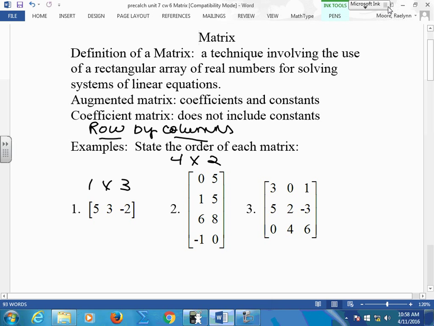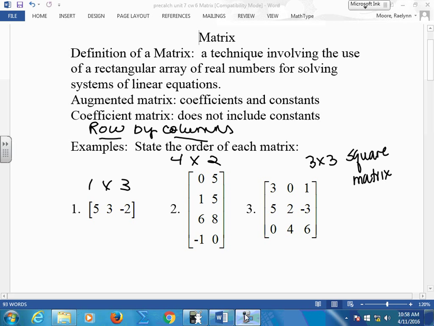What's this guy? What dimensions are this? 3 by 3. This is called a square matrix. Okay?